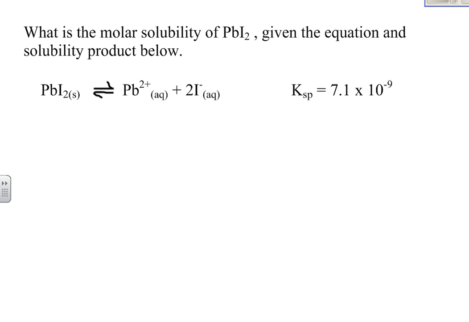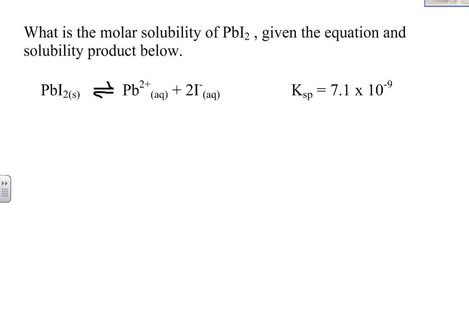Now in this one, it's a little bit more complicated. Here we're given the KSP value, and we have an added dilemma here that we're not forming 1 mole of each ion. We're actually forming, for every mole of the lead 2 iodide that dissolves, 2 moles of iodide ion in solution. So our formula will be a little bit different here.